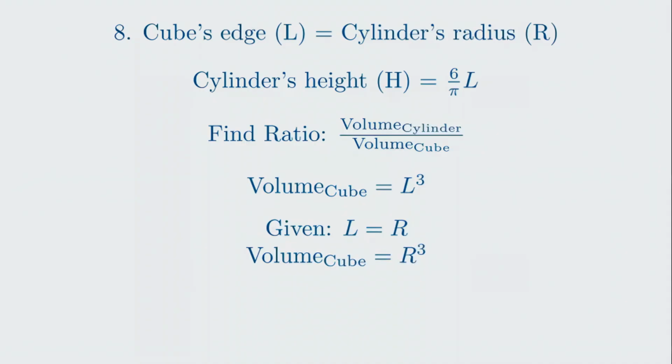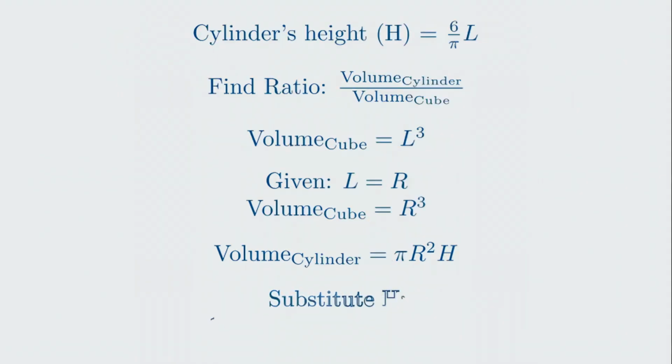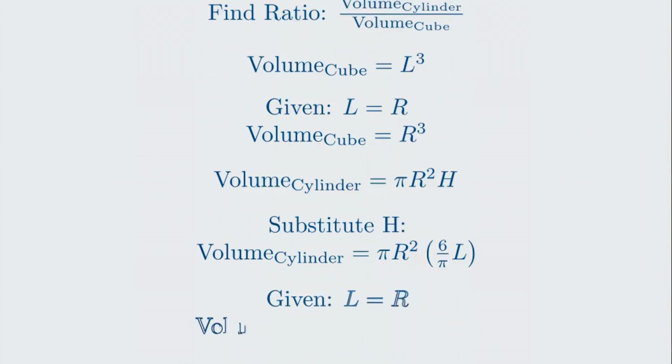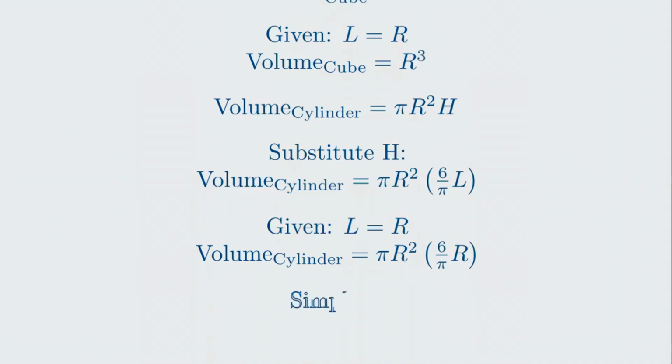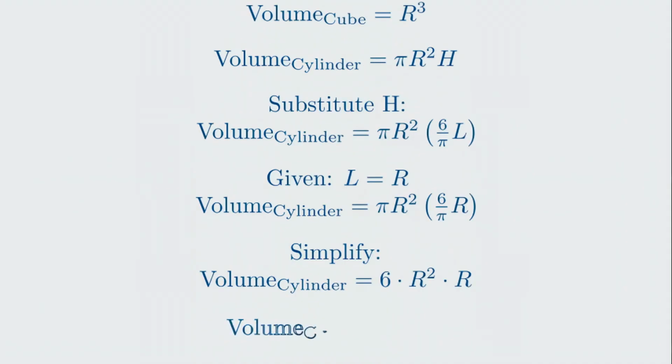Now let's find the volume of the cylinder. The volume of a cylinder is pi times the radius squared times the height, or pi r squared h. We need to substitute both the radius and the height into the cylinder's volume formula, expressing everything in terms of r. Volume of the cylinder equals pi times r squared times the quantity 6 over pi times L. Since L equals r, we replace L with r. This gives us pi r squared times 6 over pi times r. Let's simplify this expression. The pi in the numerator and the pi in the denominator cancel each other out. We're left with 6 times r squared times r, which simplifies to 6r cubed. So, the volume of the cylinder is 6r cubed.